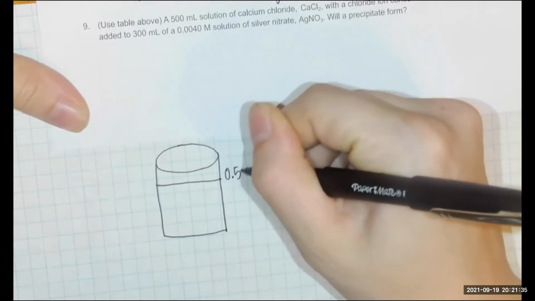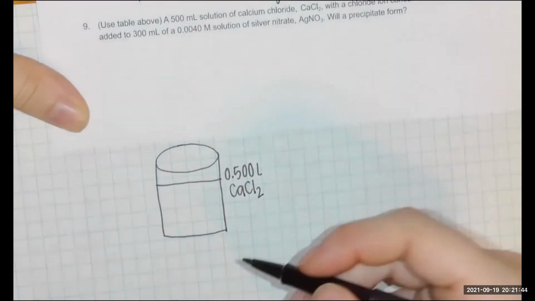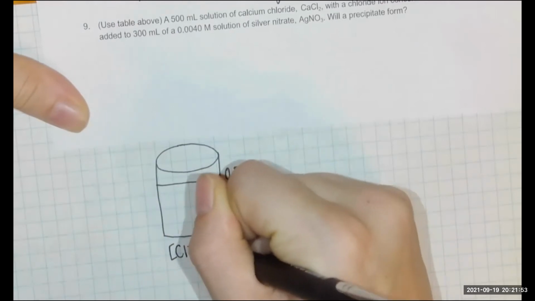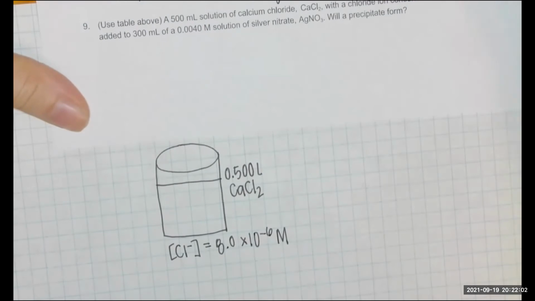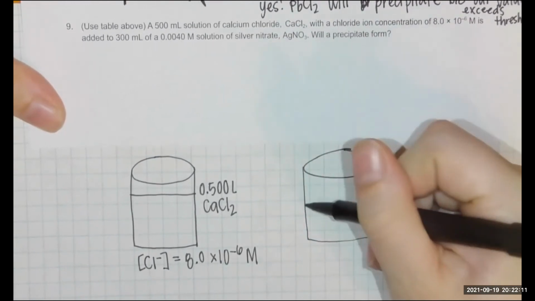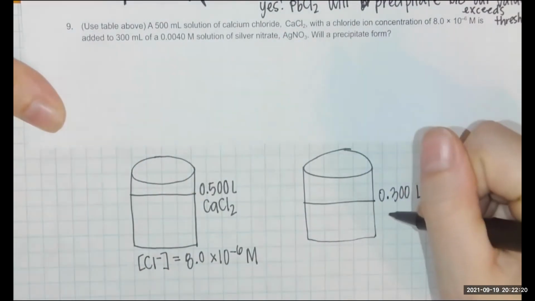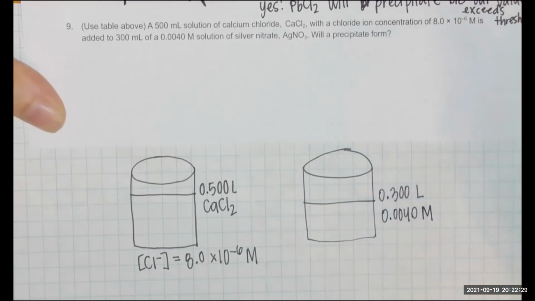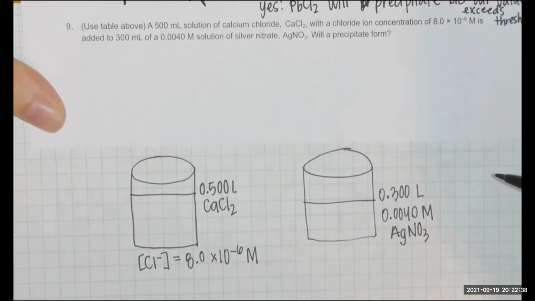500 milliliters is the same as 0.500 liters of calcium chloride. And inside of here, the chlorine ion concentration is 8.0 times 10 to the negative 6 molarity. And this is added to 300 milliliters of 0.0040 molarity silver nitrate.